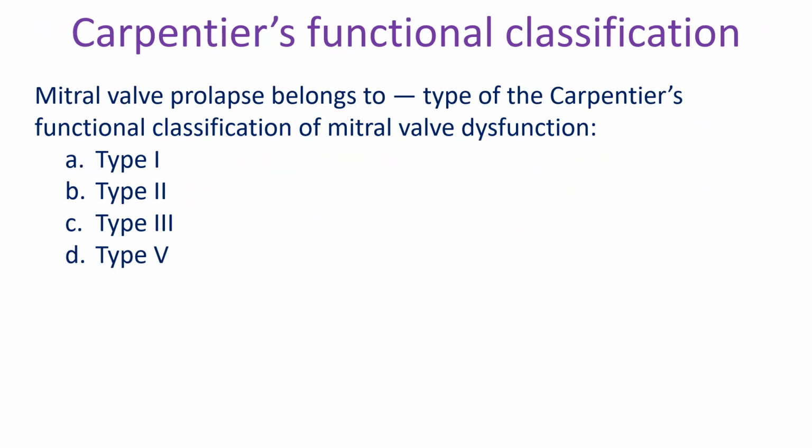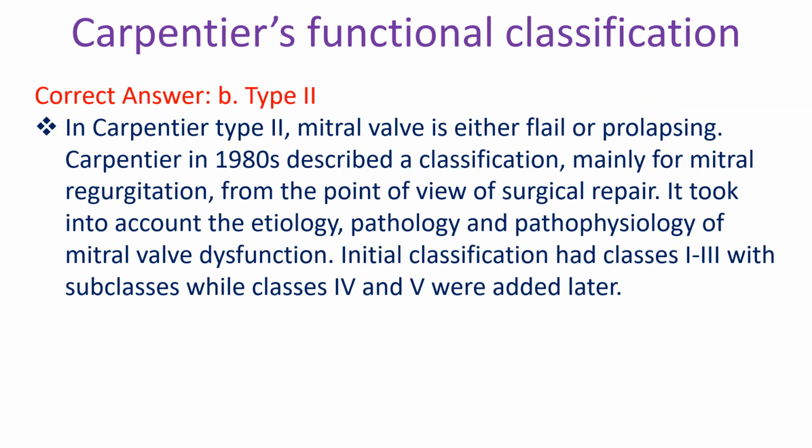Mitral valve prolapse belongs to dash type of Carpenter's functional classification of mitral valve dysfunction. A. Type 1, B. Type 2, C. Type 3, D. Type 5. Correct answer B. Type 2. In Carpenter type 2, mitral valve is either flail or prolapsing.